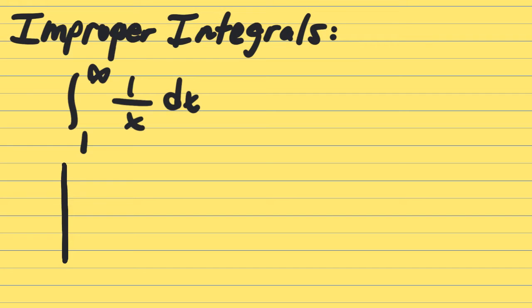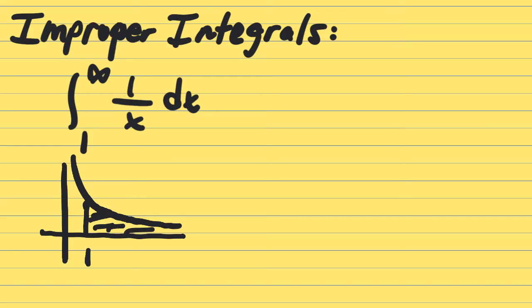And what we're doing is trying to decide whether this unbounded region has a finite area or not. Now, from 1 to infinity will be like this part of the graph underneath the curve and between that and the x-axis.